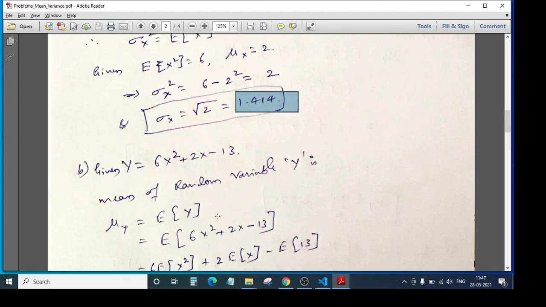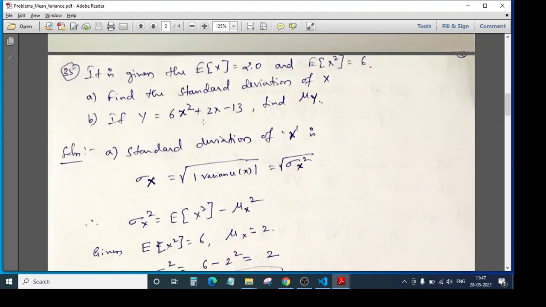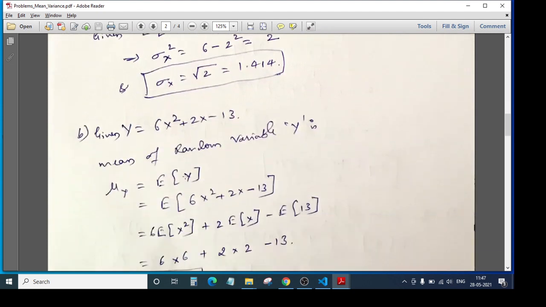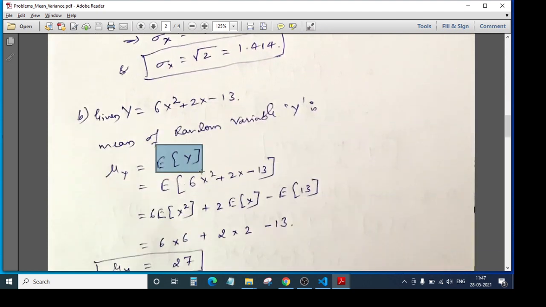Okay. Going ahead with the next part. In the B part, what have they asked? They have told us to find the mu y, which is nothing but the mean. So mu y is nothing but E of y, 6x square plus 2x minus 13. So it is expectation of y. 6 is a constant with respect to x square, so 6 E of x square, plus 2 times the expectation of x, minus the expectation of a constant.